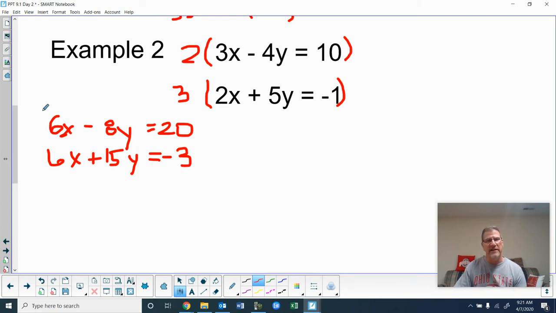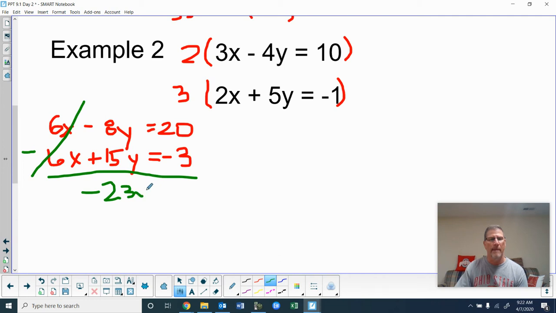So I got these 6 x's. Like we said, the signs are the same. All right. 6x, positive 6x. So I will subtract because the signs were the same. 6x minus 6x cancel, eliminate each other. So that's what we wanted. Negative 8 minus 15 is a negative 23.